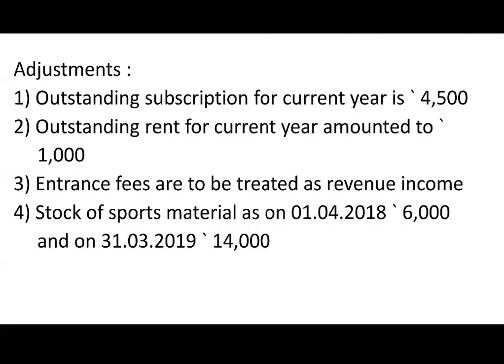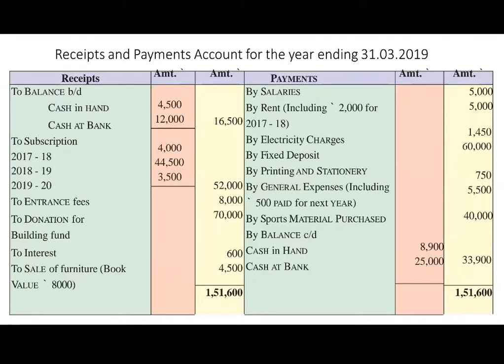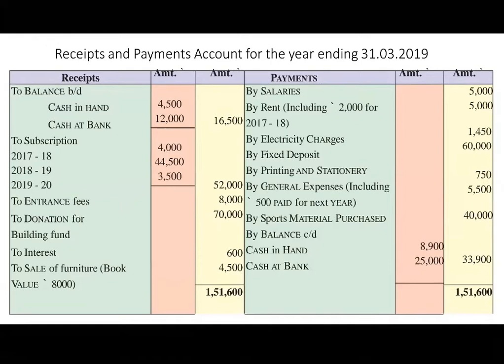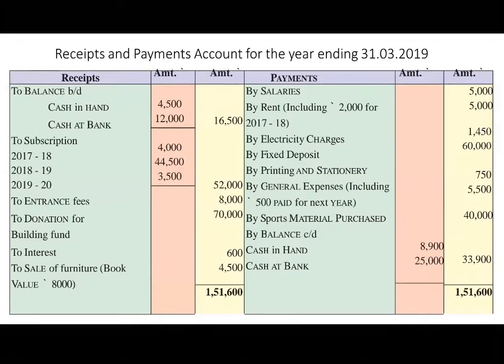Now the next is to entrance fee. Okay, so entrance fee is given as 8,000. How much is given? Entrance fee is given as 8,000. So again, entrance fee will go to the income side. It is recorded in the income side of the income and expenditure account.